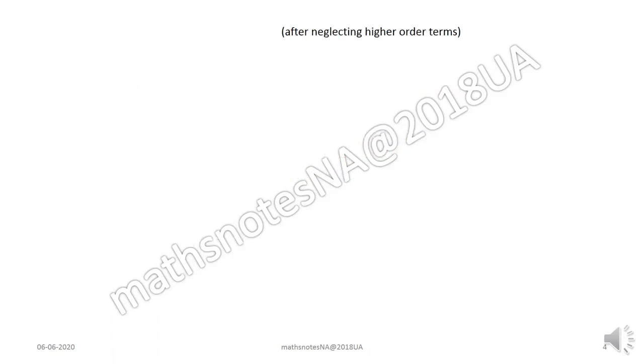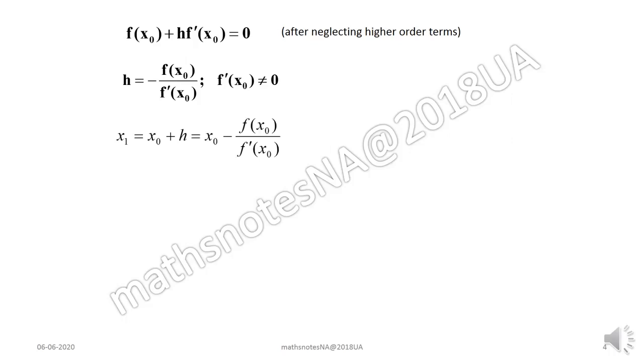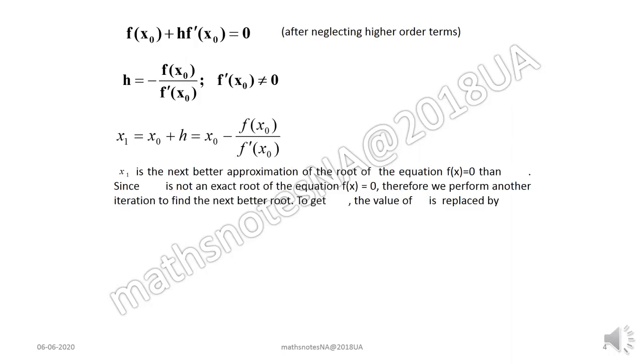Neglecting higher order terms, we get first two terms of right hand side, and these are f(x0) plus h f dash x0 is equal to 0. From here we can find out value of h, which becomes h is equal to minus f(x0) upon f dash x0, provided f dash x0 is not equal to 0. Now we substitute this value of h in x1 is equal to x0 plus h, and we get this expression, that is x0 minus f(x0) upon f dash x0. This is the next better approximation. So x1 is the next better approximation of the root of the equation f(x) is equal to 0, than x0.